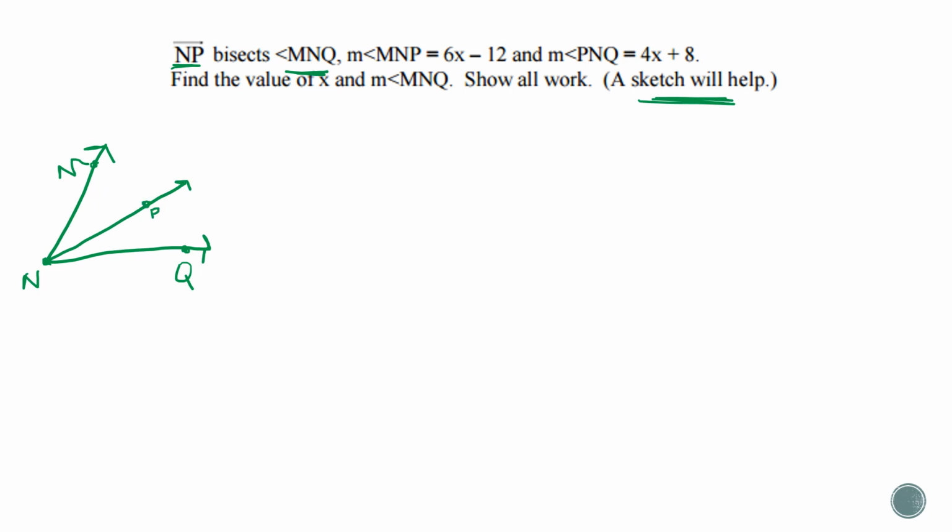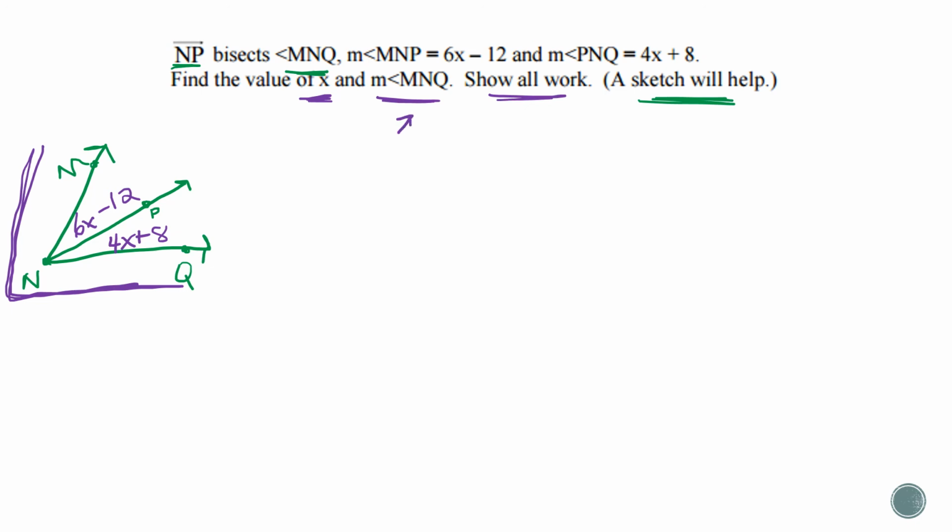Next thing I should probably label my diagram. So MNP is 6x minus 12 and PNQ is 4x plus 8. I need to find the value of x and I need to find the measure of MNQ. So MNQ then is my whole angle, so that's what I'm going to want to find when I'm done.